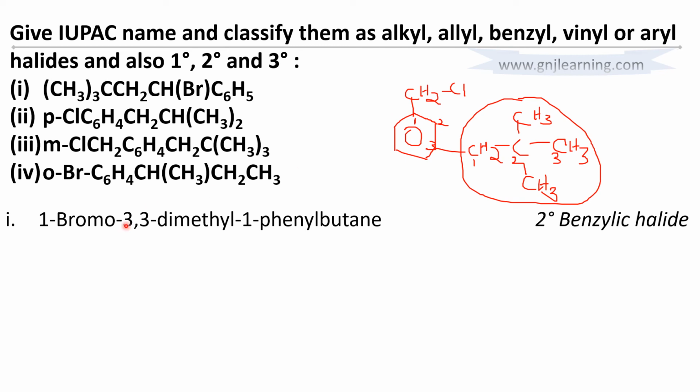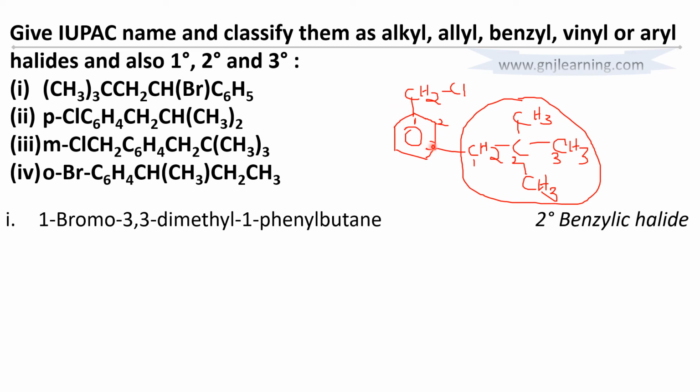So 1-chloromethyl. On the third carbon atom I have 2,2-dimethylpropyl, or instead of this I can write neopentyl, the neopentylbenzene compound. So here I have taken this carbon as 1. I can do the other way around. I can take this as 1 and this as 3. Both are right. So in benzene, as I said earlier, it is up to you to choose which one is the first carbon. Anyway, the sum must be the smallest.